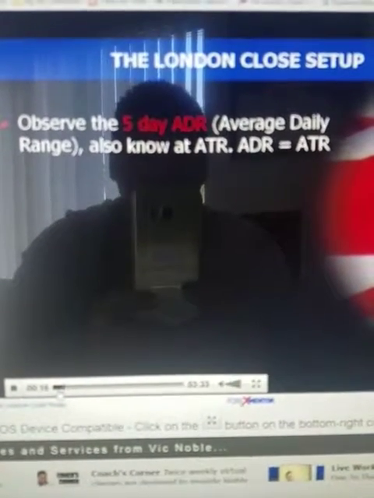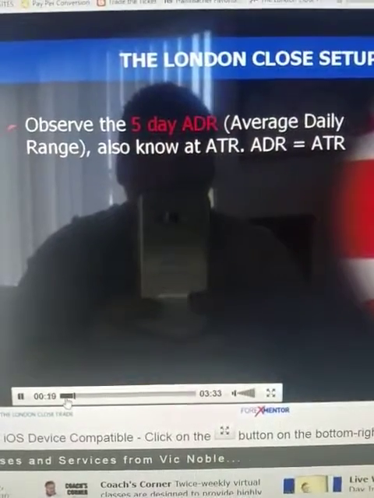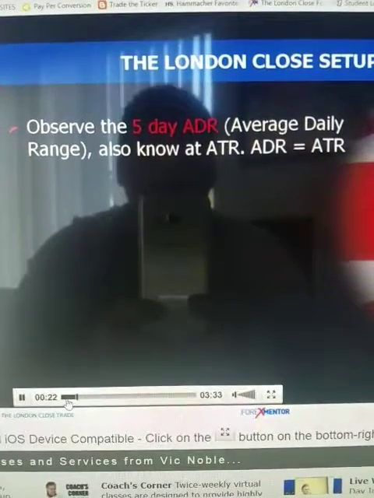They both mean the same thing, and you can use them interchangeably. In other markets like commodities and stocks, there is a difference, but don't worry about it. In Forex, ADR equals ATR, same thing.